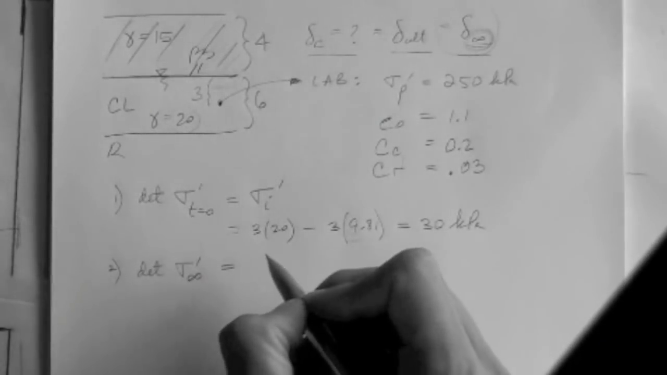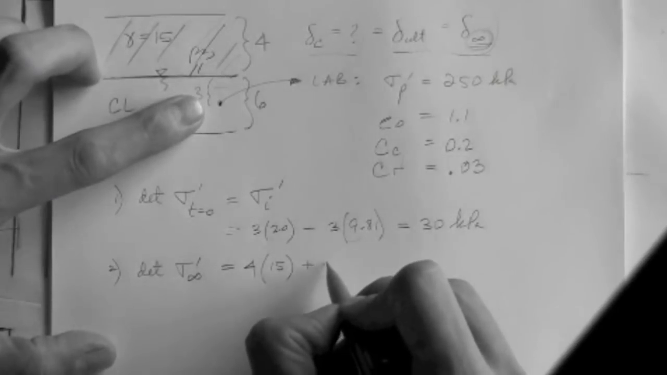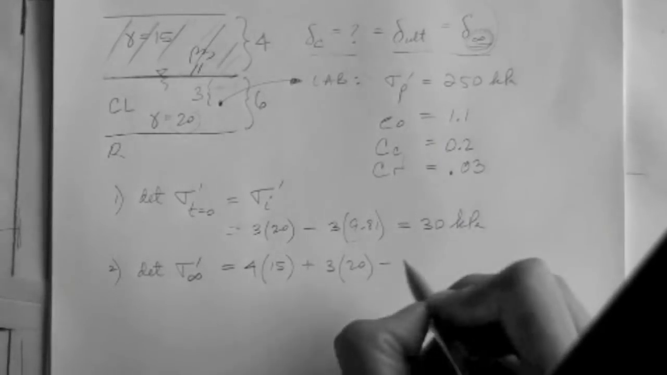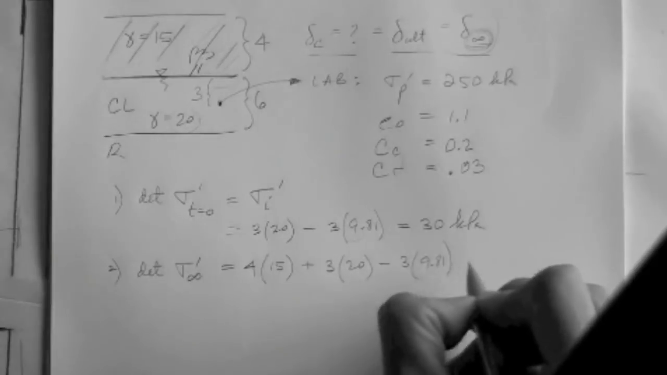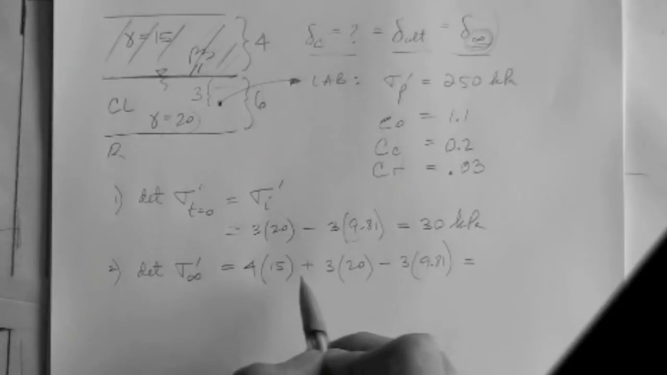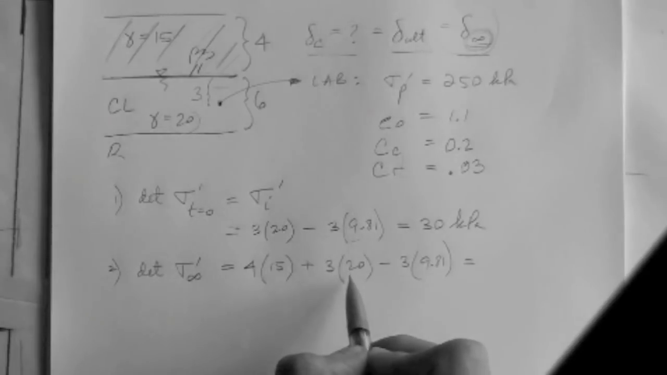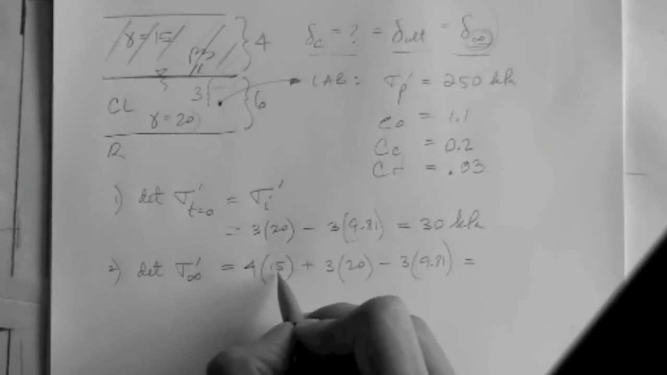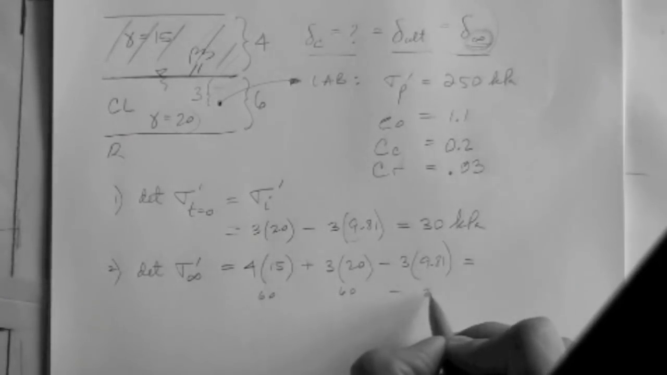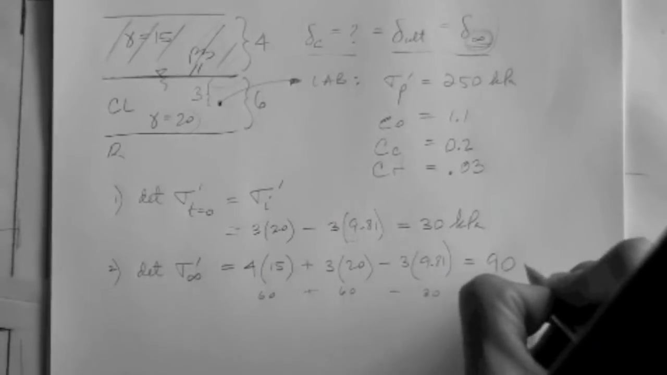Now the particles are carrying the fill. In this case, we have 4 meters of fill, that is 60, plus 3 meters of saturated clay, that is 60, minus 3 meters of water, that is 30. So this is 60 plus 60, 120, minus 30, 90 kPa.